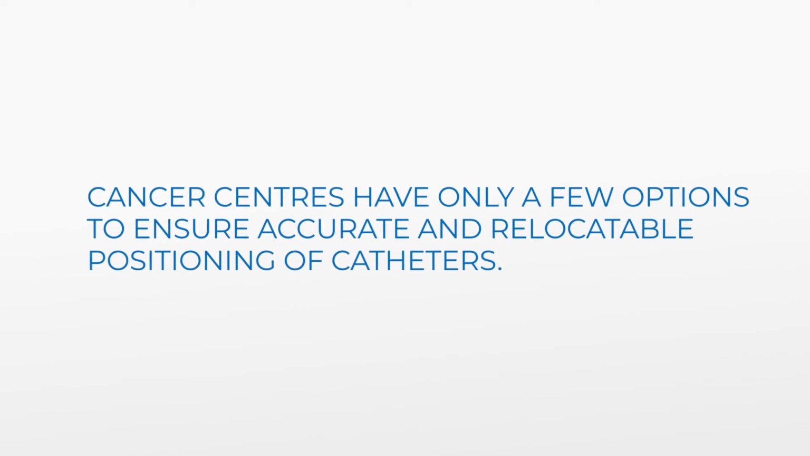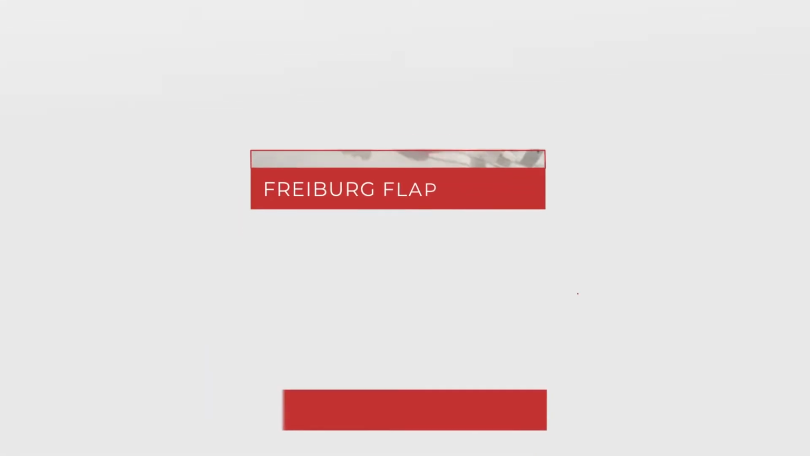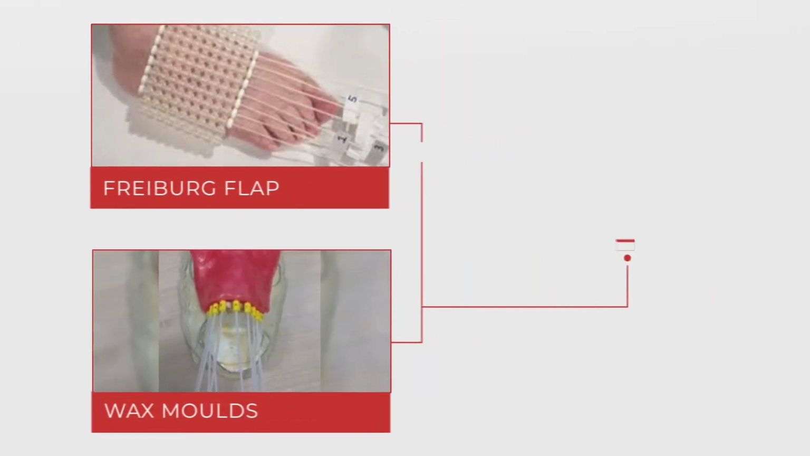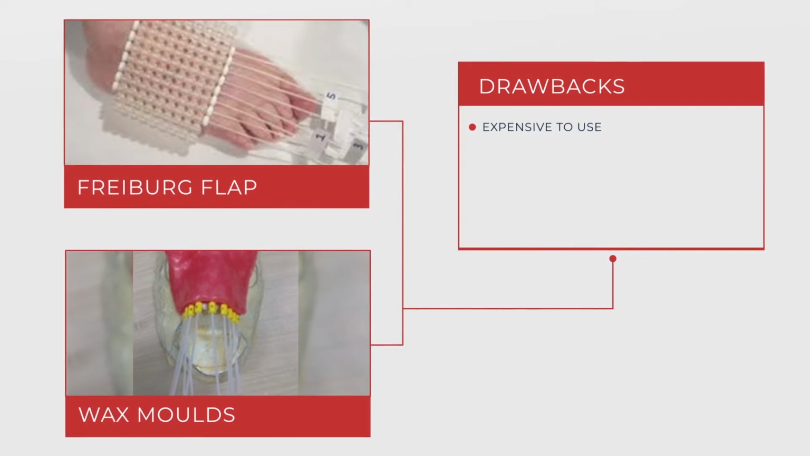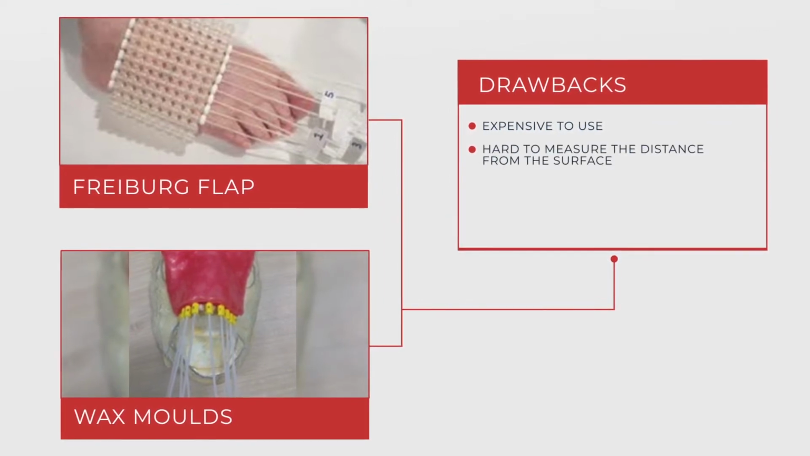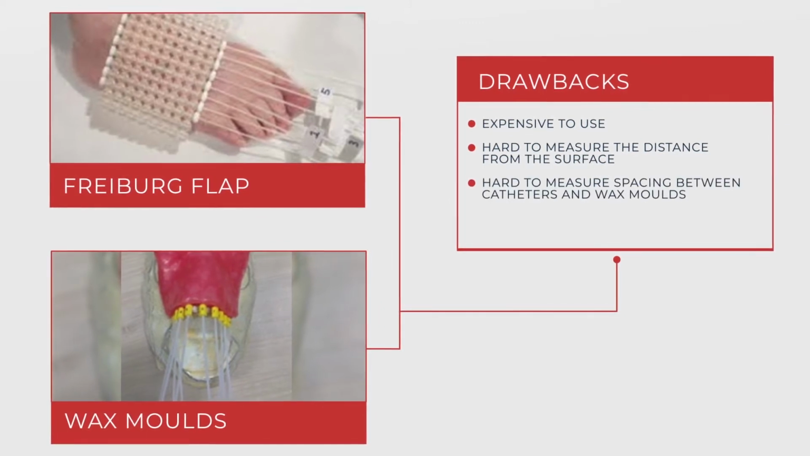Cancer centers have only a few options to ensure accurate and relocatable positioning of catheters. These options include the Freiburg flap and wax molds. Both have drawbacks and can be expensive to use in terms of materials and resources. In particular, it is very difficult to verify both the distance from the surface and the spacing between catheters in wax molds.